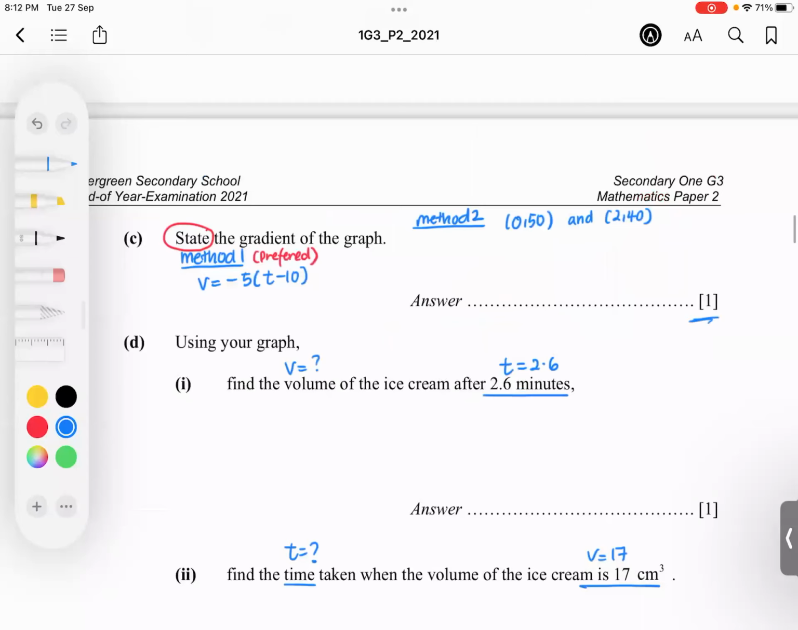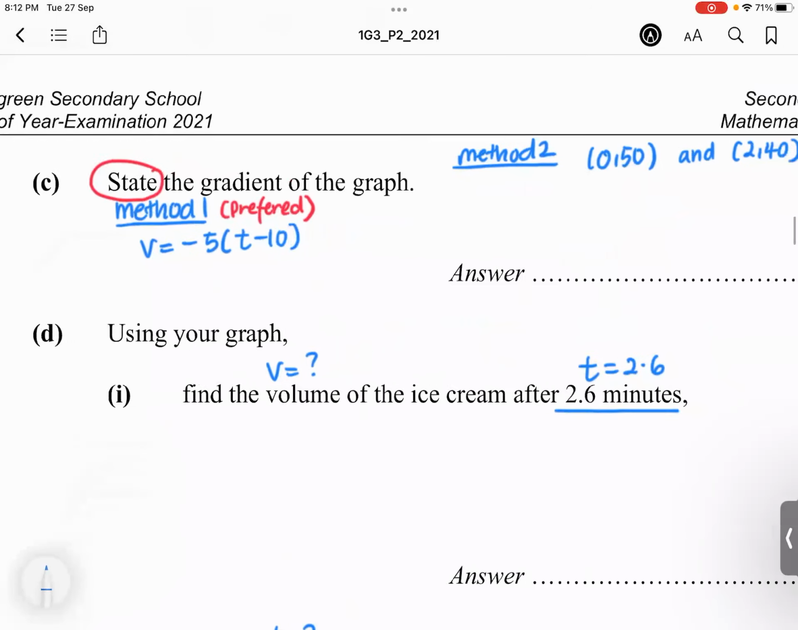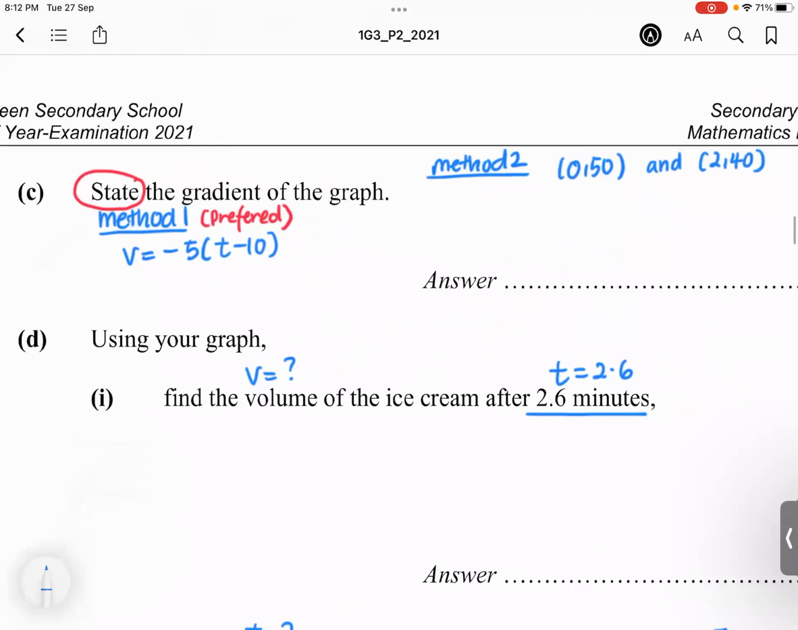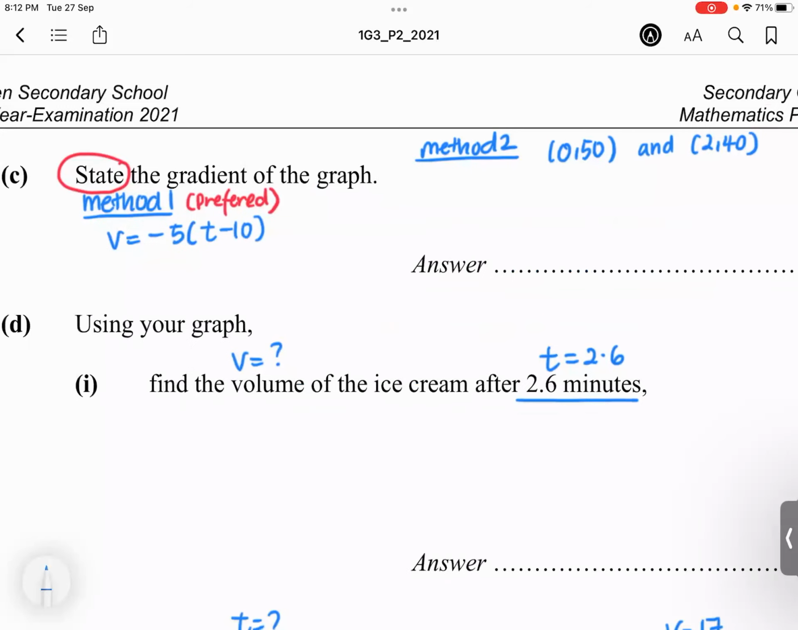Okay, question part C: state the gradient of the graph. -5. Yes, please let me talk. All right, for this one there are two different methods that you can use.